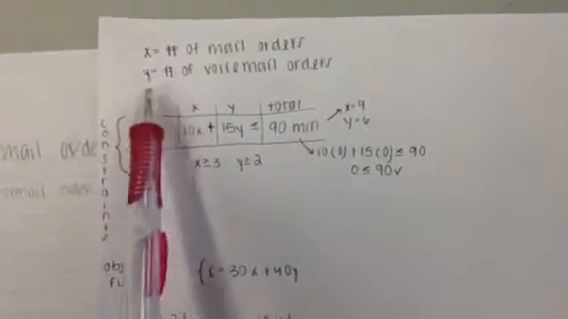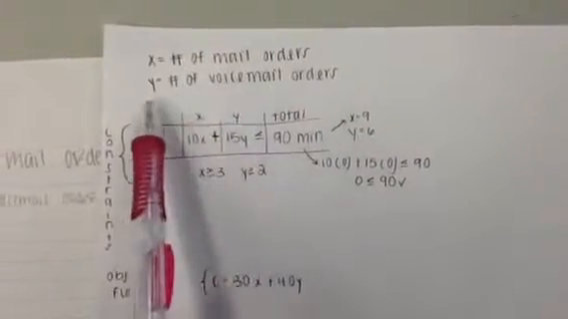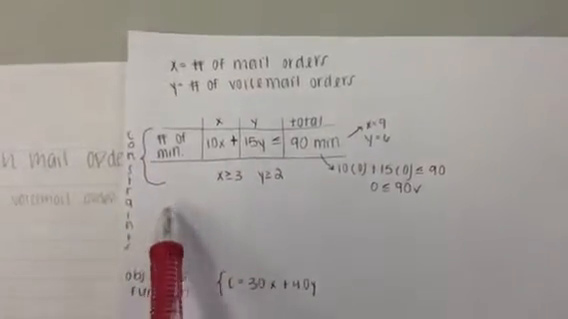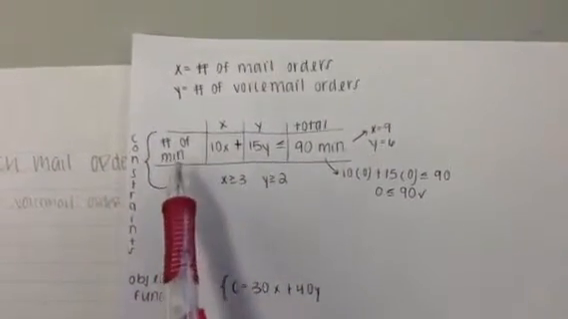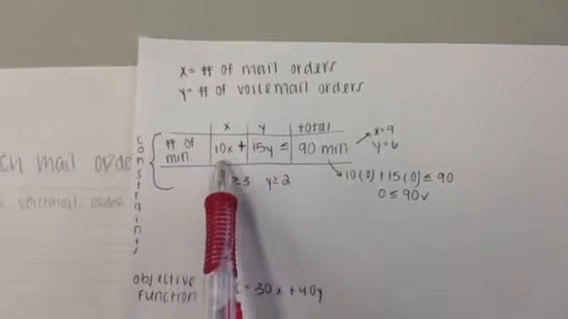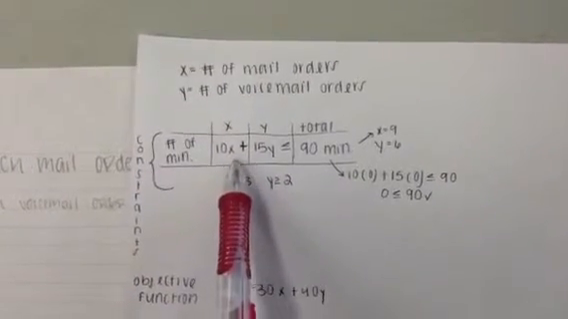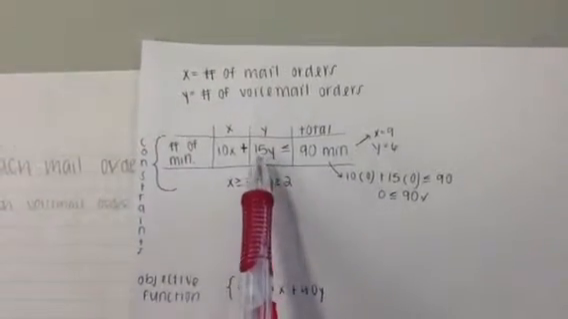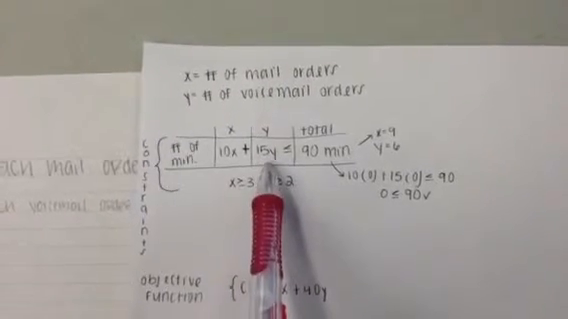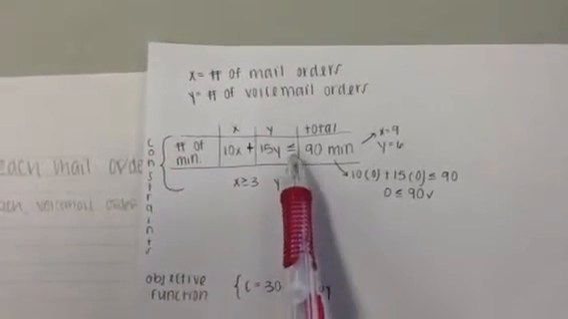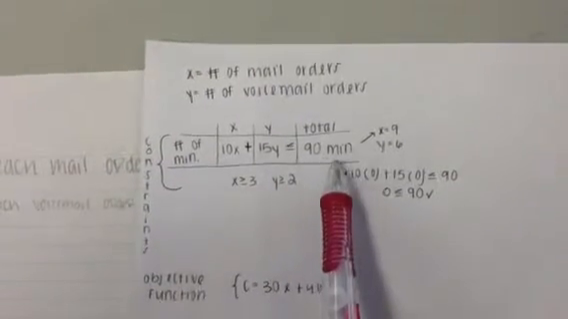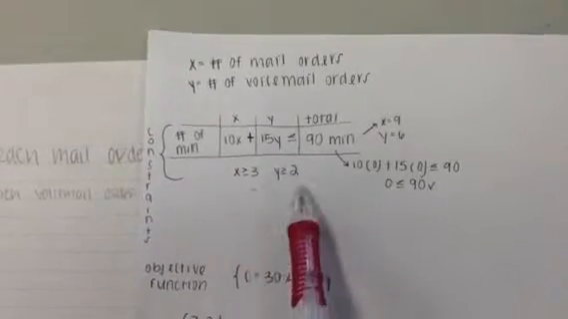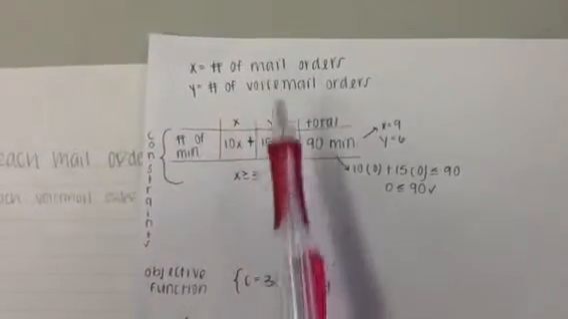First, we chose X and Y. X stands for the number of mail orders, and Y equals the number of voicemail orders. For the constraints, we used a chart, which stands for the number of minutes. For X, we used 10X, which is 10 minutes for each mail order. And for Y, it is 15Y, which is 15 minutes for each voicemail order. And then that will be less than or equal to 90 minutes, which is a total given. And for X and Y, we use 3 and 2. 3 is for the mail orders, and 2 is for the voicemail orders.